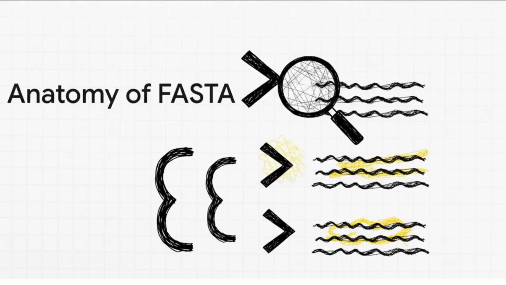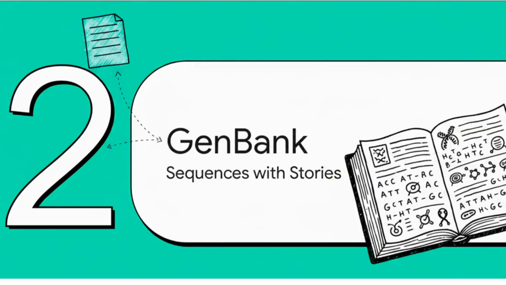The header line has to start with a greater than symbol. No spaces before it, nothing. Everything after that symbol on the same line is your sequence ID and a description. The actual sequence then starts on the very next line. And what if you have a bunch of sequences? Easy. You just start a new entry with another greater than symbol. We call that a multi-FASTA file. Simple as that.